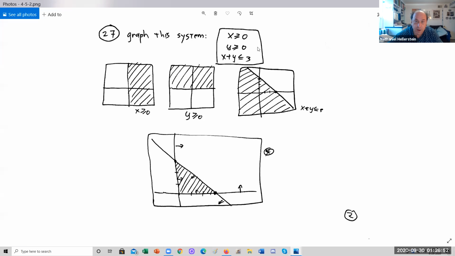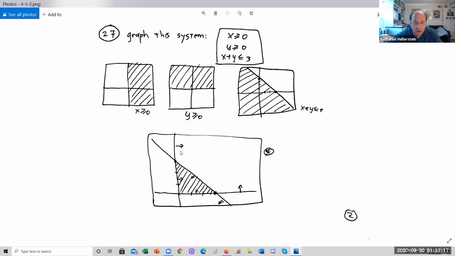Here's a very simple one. This is three half planes intersecting. x greater than or equal to 0, the right half of the plane. y greater than 0, the upper half of the plane. And x plus y less than or equal to 3, this diagonal line, x plus y equals 3, and then to below and to the left. So this half of the plane.